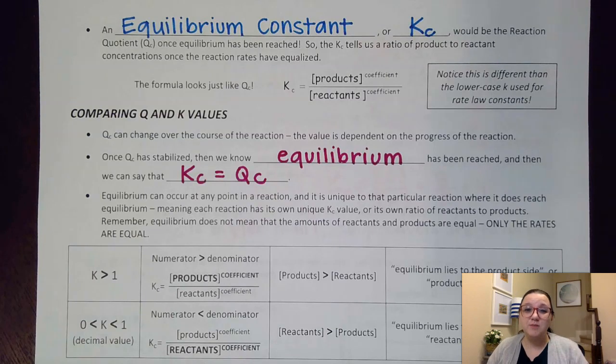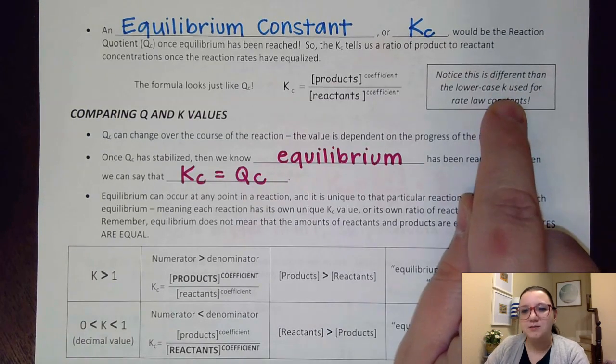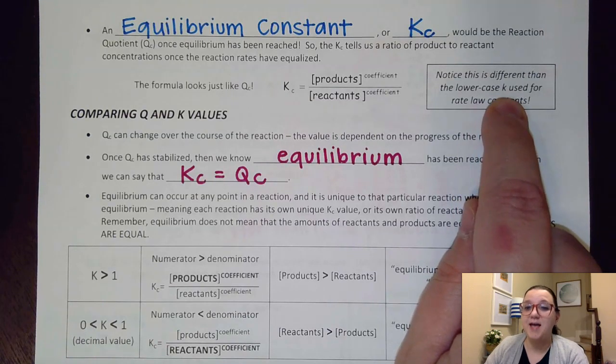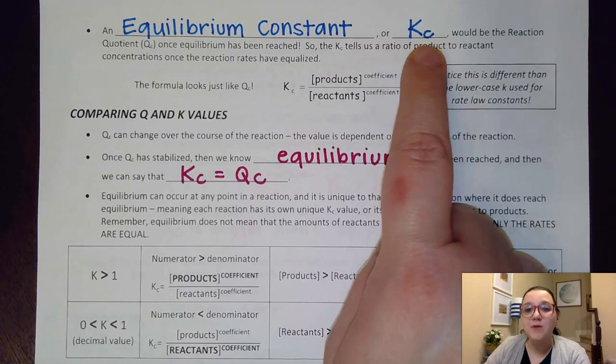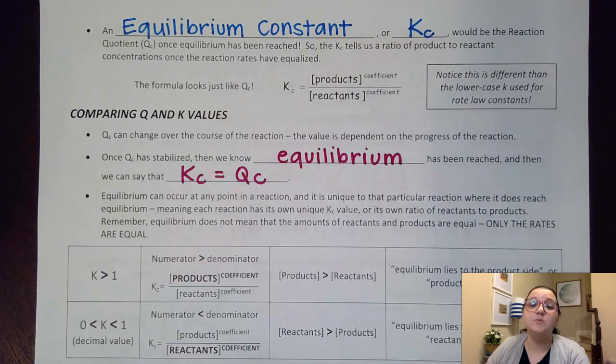Now, I know some of you are thinking, wait a minute, haven't we seen a K before? We have, and we talked about rate constants. So we have to be careful. With rate constant, we used a lowercase k. Here, this is an uppercase K. However, the C is there because we're referencing concentration. So this would be the reaction quotient, that ratio of products to reactants, once equilibrium has been reached.